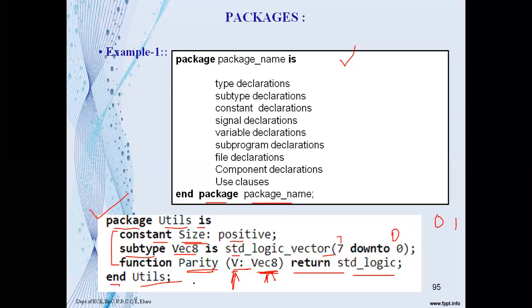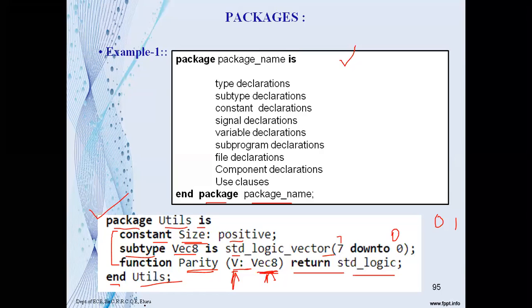You can also mention it as end package utilities, or you can directly specify end utilities, because the end refers to the package name. So this is a simple example of how to write the package declaration for a package, right? So you understand this? It is a simple one.